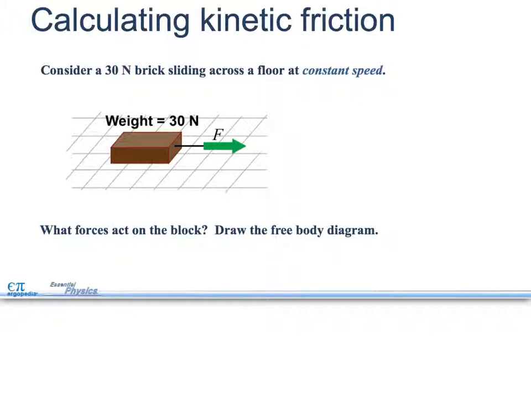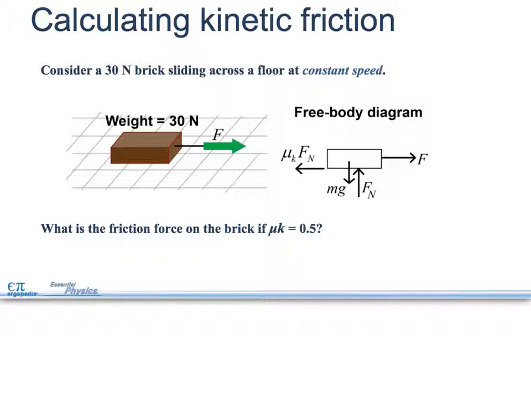Let's do that. If you look at that, this mg is the weight going down. This Fn is the normal force going up. The applied force is going this way, and the frictional force, which is the coefficient of friction times the normal force, is right there. So these are all four forces acting on it. These two are canceling each other out. So the applied force has to be stronger than the frictional force for it to move.